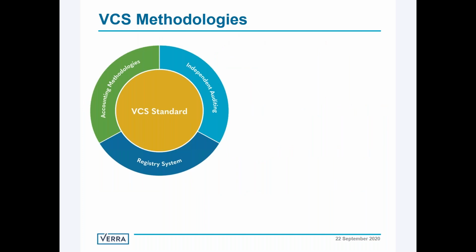So under the VCS, there are a number of different pillars to ensure that any of the greenhouse gas benefits that are issued as verified carbon units or VCUs are done robustly and represent real emission reductions or removals. So these include our core program requirements set out in the VCS standard, independent auditing of all methodologies and projects, and a transparent registry system. But today we'll be focusing on accounting methodologies, since this is a blue carbon methodology.